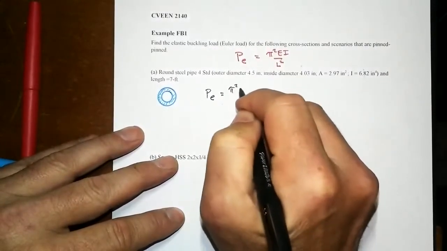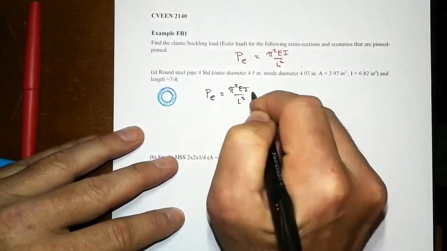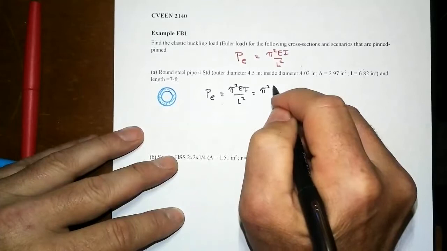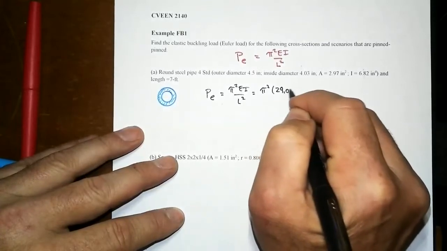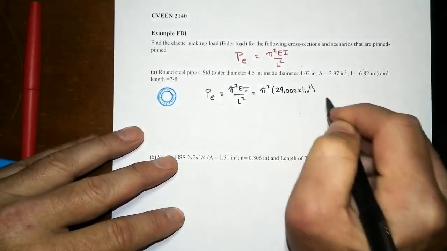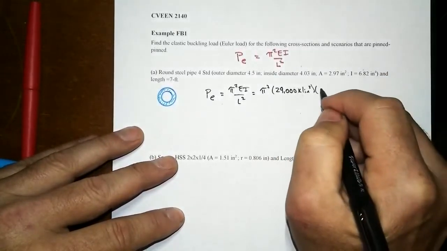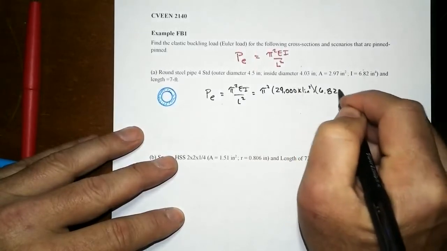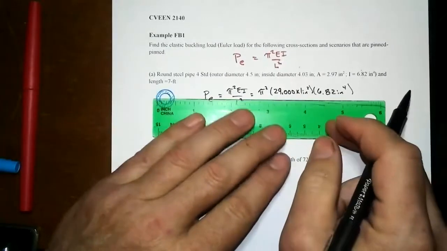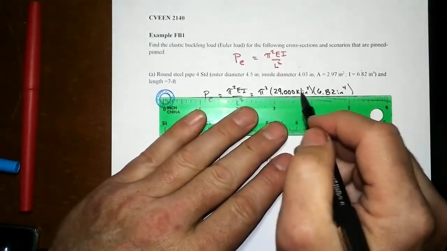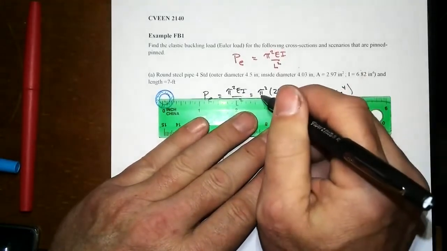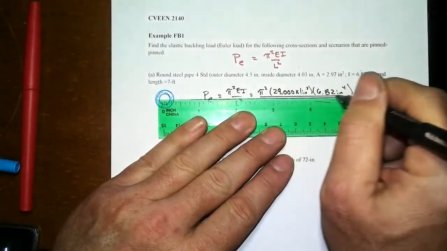All right, so pi squared EI over L squared. We have steel, so our modulus of elasticity is 29,000 kips per square inch times our second moment of area of relevance at 6.28 inches to the fourth. Notice that in the numerator, we go from kips per inch squared times inches to the fourth, which means we have kip inch squared, or force length squared.